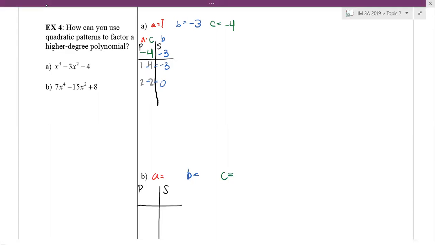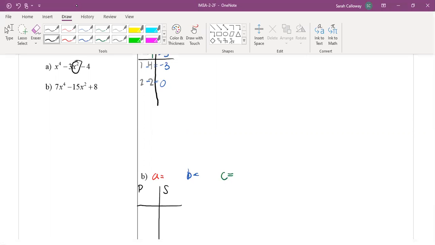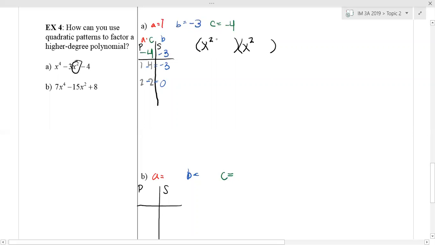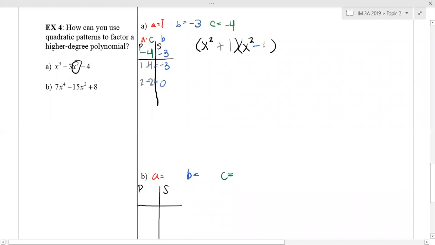Remember that when A is 1, we don't necessarily need to do grouping. So whatever this middle term is, in this case, x squared, that means that we automatically know the two binomial factors are going to be x squared with the two numbers from our product sum chart. So that means we're going to have x squared plus 1 and x squared minus 4. And so what changes when we have this power of 4 is that our results are quadratic now. And so that means that we have to identify if these are factorable too.